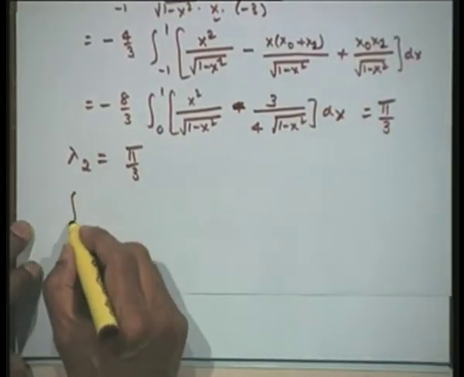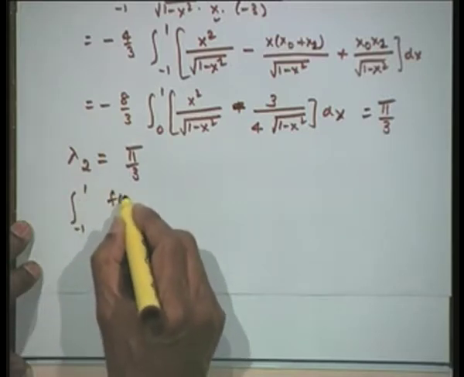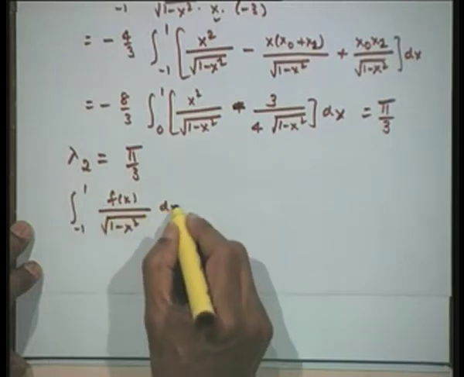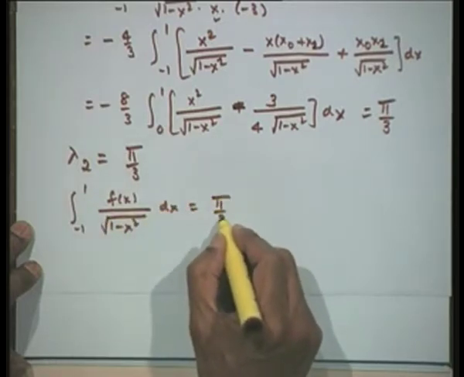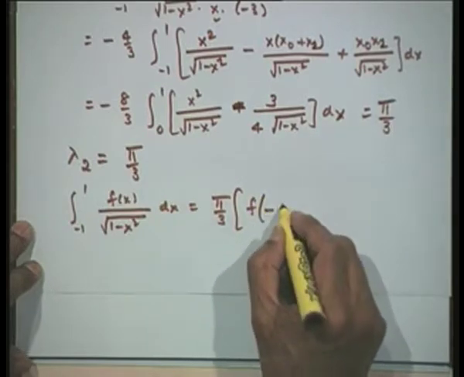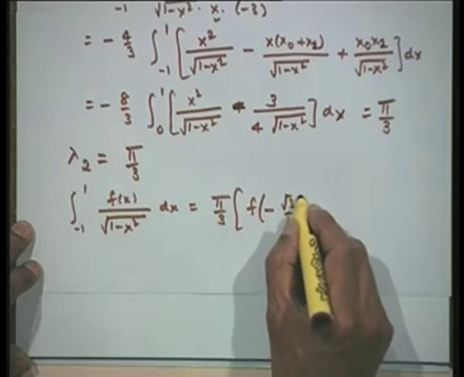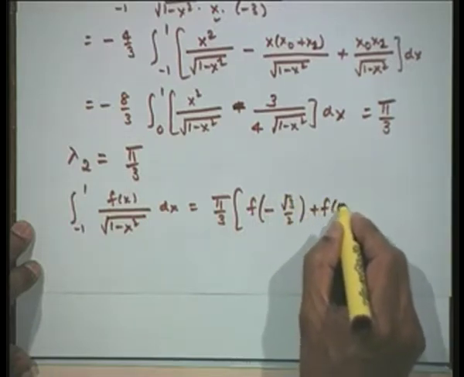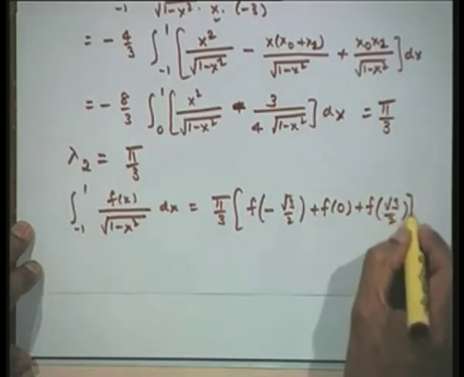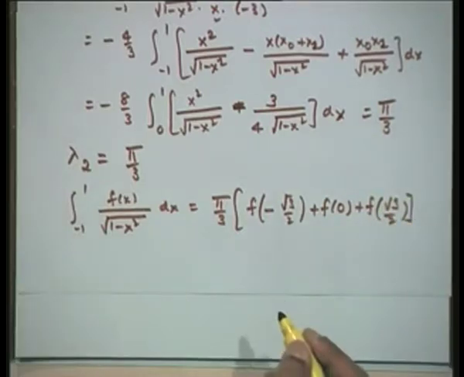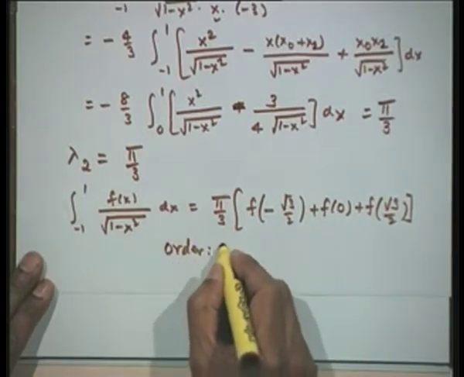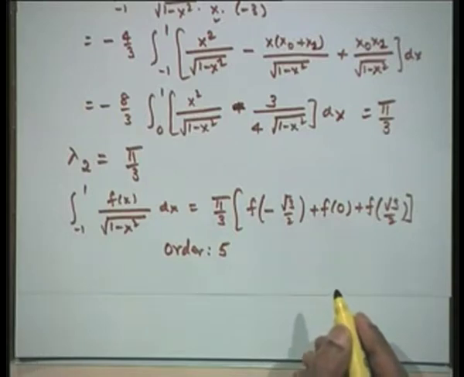Therefore, we will have the 3-point formula as the integral of f(x) upon under root 1 minus x square dx is pi divided by 3 times f of minus root 3 by 2 plus f of 0 plus f of root 3 by 2, and the order of this formula is 5.